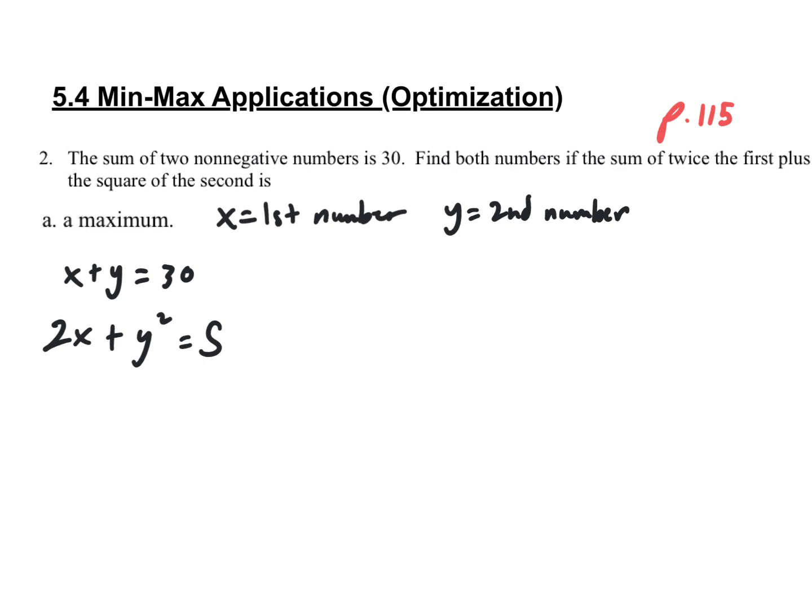And then the sum of twice the first plus the square of the second is, and there's my S, I made for sum. You can pick whatever variable you want. You wrote the same thing. Everybody who used a different one, how many forgot to put an equals S kind of thing? Anybody forget something like that? Okay. So, yeah, it doesn't matter. You can use whatever you want.